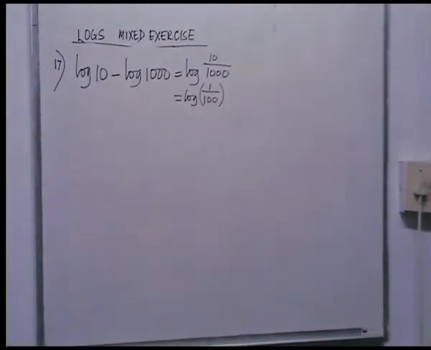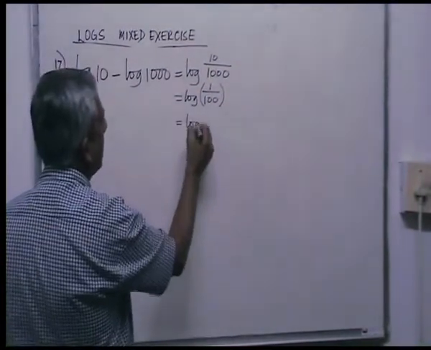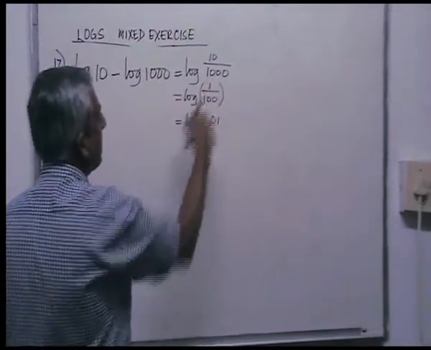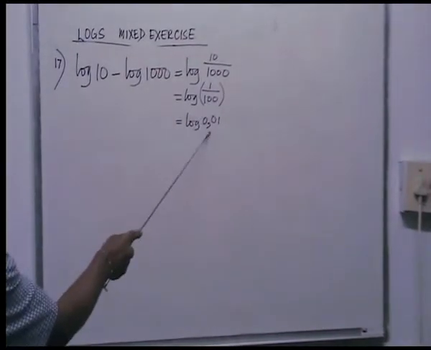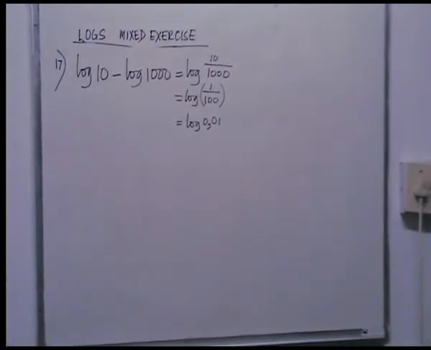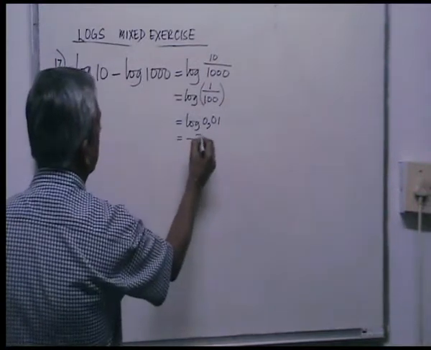So, you want the log of 1 over 100, and you put that into the calculator. Or if you want, you can simplify it. That becomes log of 0.01. If you simplify that part, it becomes 0.01. And then you find that log in the calculator. When you put in the log of 0.01, you get the answer minus 2. So that's minus 2.